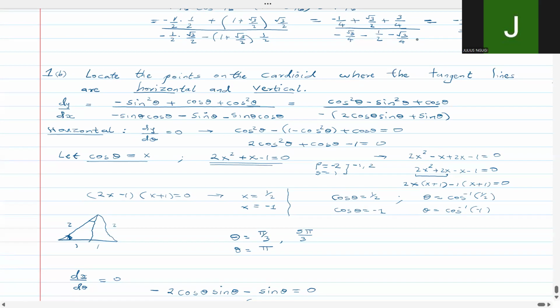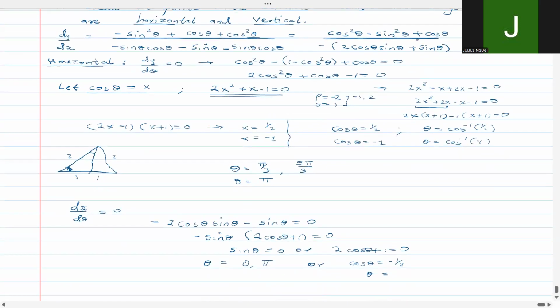So simplifying that, we have x equals 1/2 and x equals -1. So because cosine of theta was equal to x, cosine of theta equals 1/2 and cosine of theta equals -1. The angle that gives you 1/2 is pi over 3, and in another cycle, we have 5 pi over 3. And the one that gives you -1 is pi. So these are the angles of consideration.